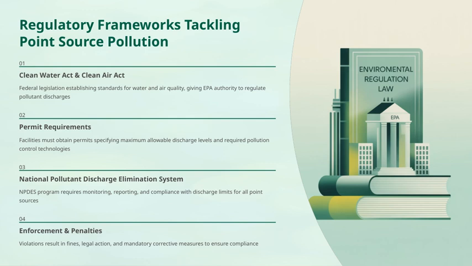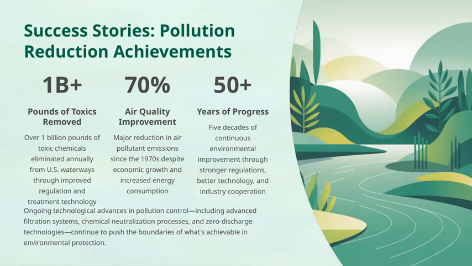Finally, enforcement and penalties play a critical role. If a facility violates these standards, there can be fines, legal actions, and mandatory corrective measures. These enforcement mechanisms are essential to ensure compliance and protect our environment. Overall, these frameworks work together to regulate point source pollution effectively, which is crucial for maintaining healthy water and air quality for everyone. Let's take a moment to look at some of the success stories in pollution reduction.